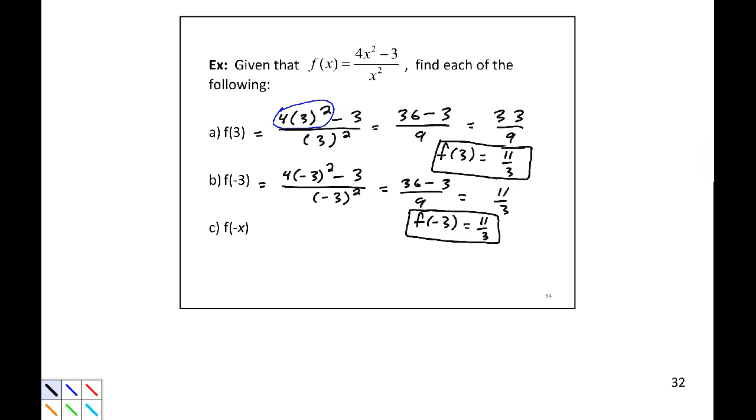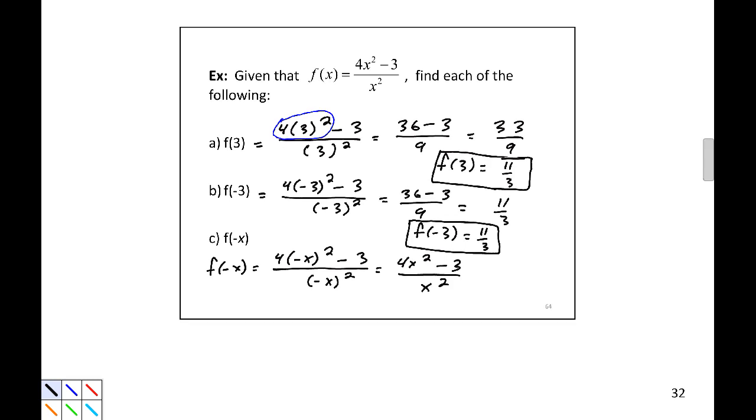Now for our last bit of information, we have f of negative x. So this would be 4 times negative x squared minus 3. And again in parentheses, and then negative x squared. That would be 4x squared minus 3 over x squared. Notice that is the same as the original equation that we had. And again, that has a very special name later.